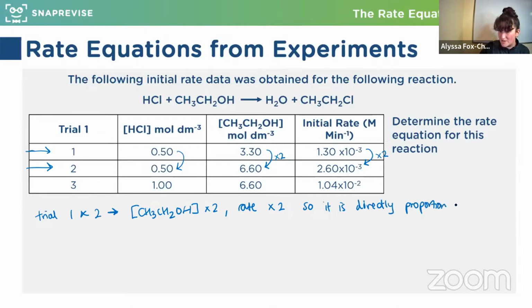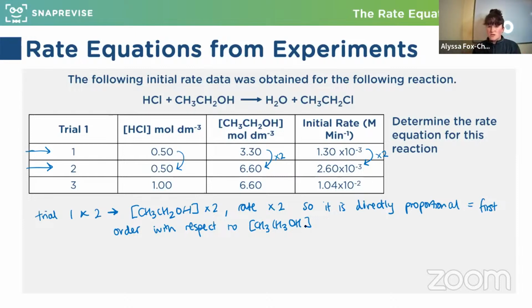Very nice, Gabby. Well done, Shargo, as well. It is directly proportional, which is first order with respect to ethanol. So the reaction is first order with respect to ethanol, or ethanol is first order, you can say as well. Okay, lovely. So we've started to write our rate equation. That's good. We've worked out the order with respect to ethanol. What about HCl? Well done, Afnan, as well.